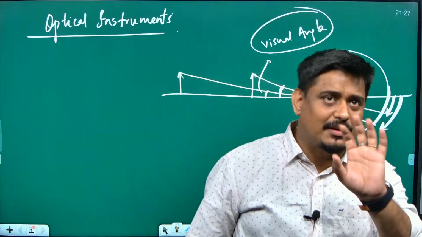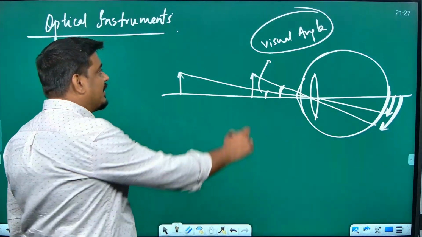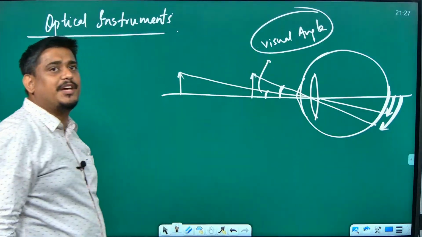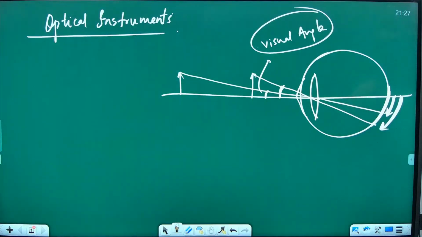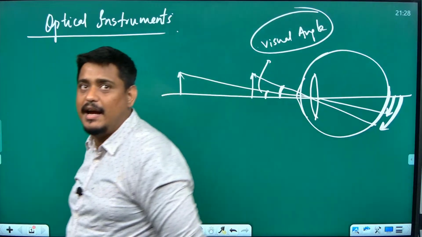So you can write one definition of visual angle. Visual angle is the angle subtended by the object at the eye. Please write it down somewhere. Visual angle is the angle subtended by the object at the eye.